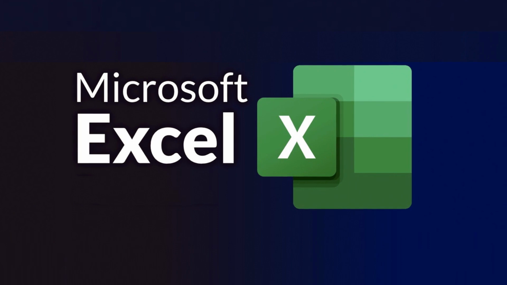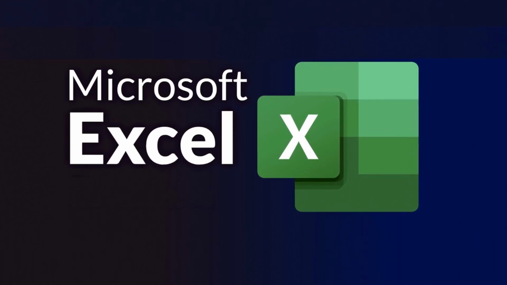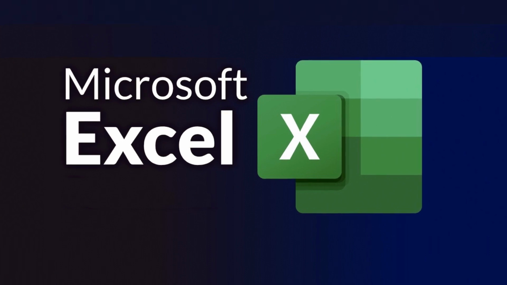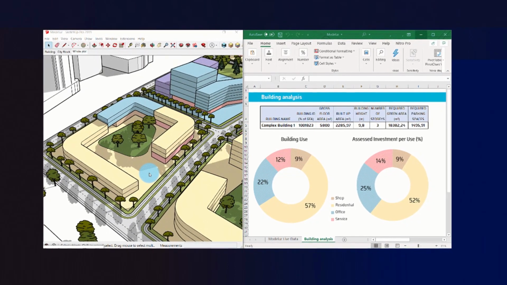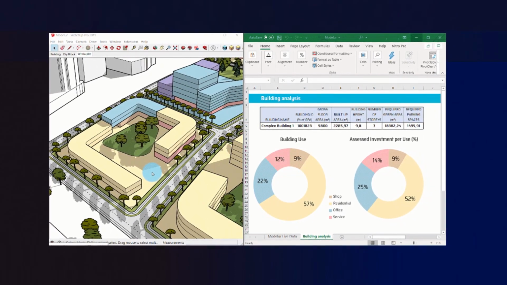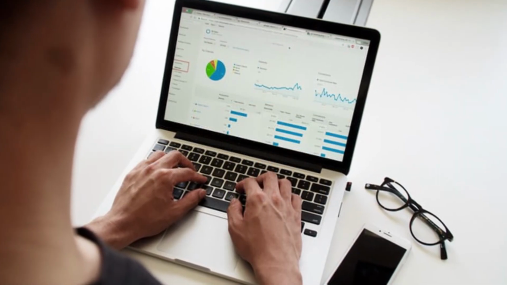Excel. It is a ubiquitous tool in diverse domains, and also finds a crucial role in the realm of urban planning. It is renowned for its prowess in organizing, analyzing and visualizing data. Excel serves as an indispensable companion for urban professionals, aiding them in managing and also comprehending intricate data sets.